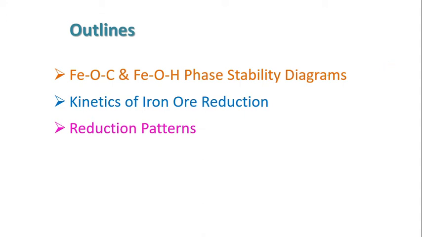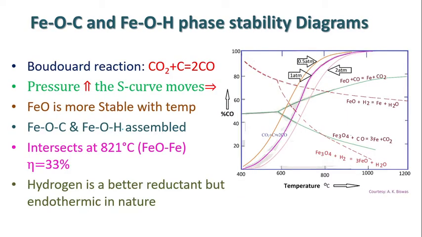So for this, first we will compare the iron-oxygen-carbon and iron-oxygen-hydrogen phase stability diagrams. Then after we will study some kinetics of iron ore reduction, and then the reduction patterns shown in the iron ores during the course of reduction. So first, the iron-oxygen-carbon and iron-oxygen-hydrogen phase stability diagrams.